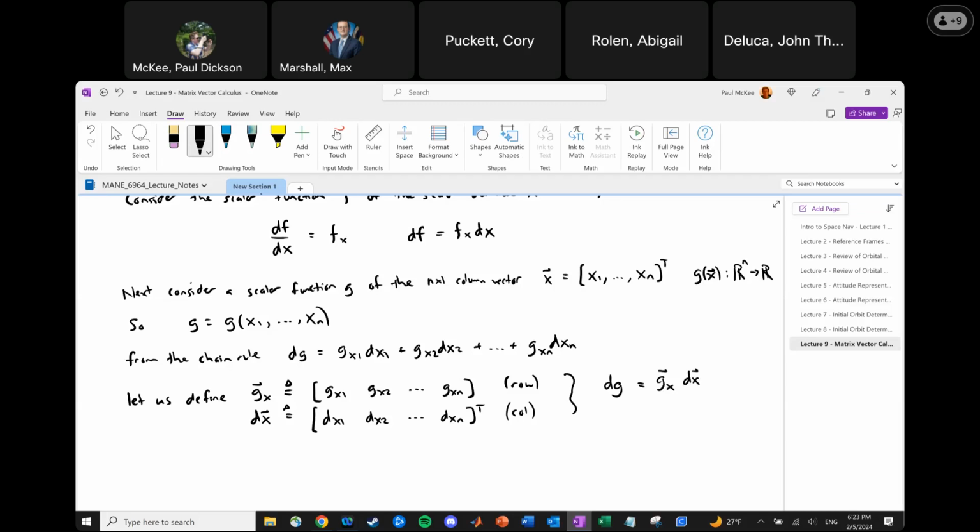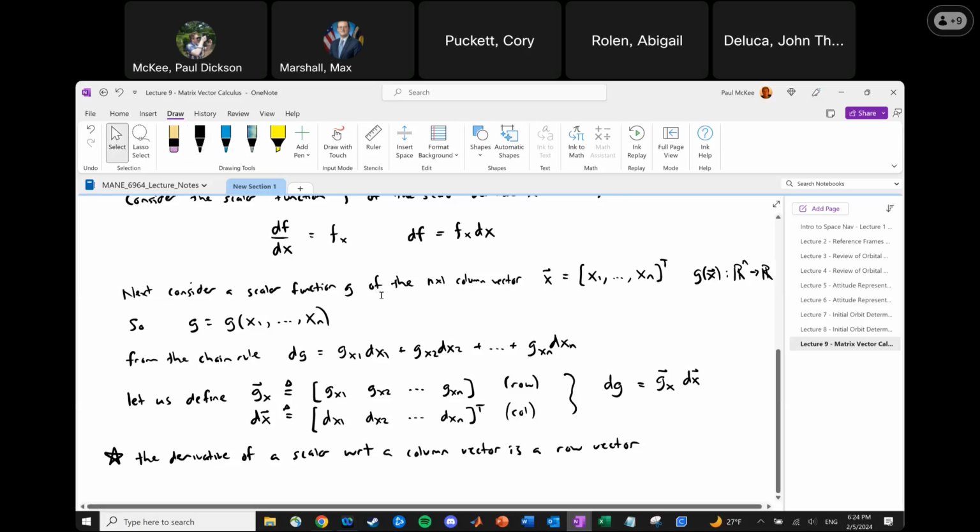Or in plain English, and this is the punchline, the derivative of a scalar with respect to a column vector is a row vector. That's the big thing to take away from this section. The derivative of a scalar with respect to a column vector is a row vector. All right. So far, so good.